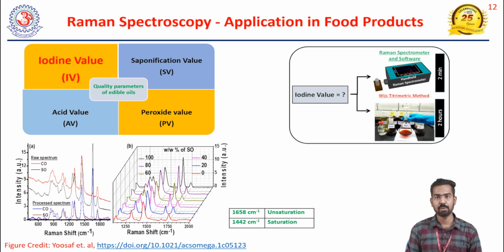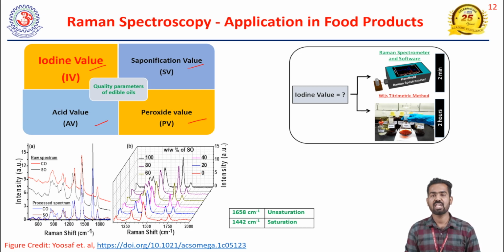You know that we use different edible oils like coconut oil, sunflower oil, palm oil. There are so many edible oils available in the market. So using Raman spectroscopy, we developed a novel methodology for the detection of some quality parameters of edible oils. Here you can see the quality parameters: iodine value, saponification value, acid value, and peroxide value.